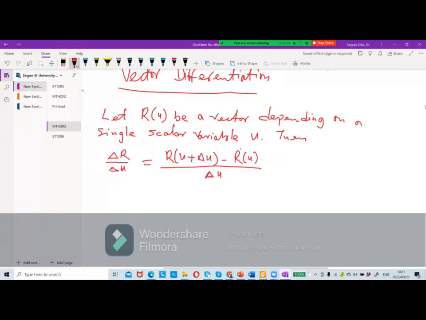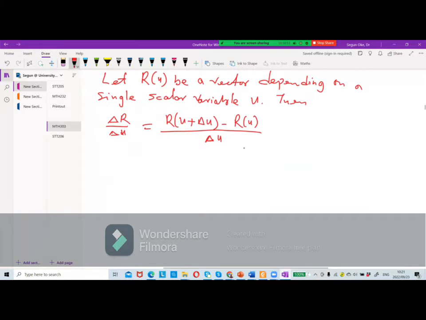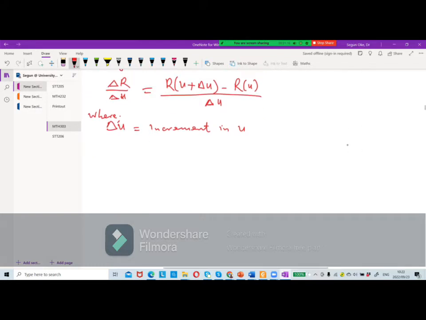Where delta U is the same thing as increments in U. So I'll try and list different validations. Okay, let's look at dR over dU.